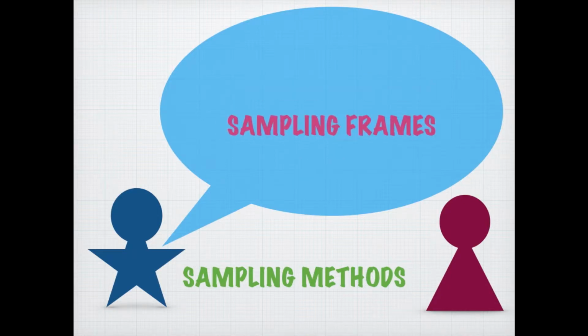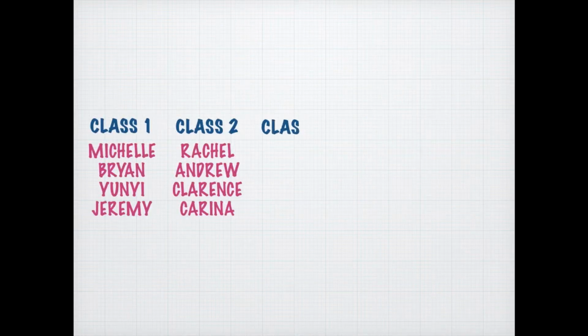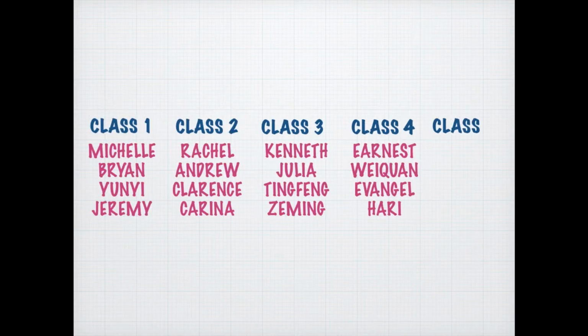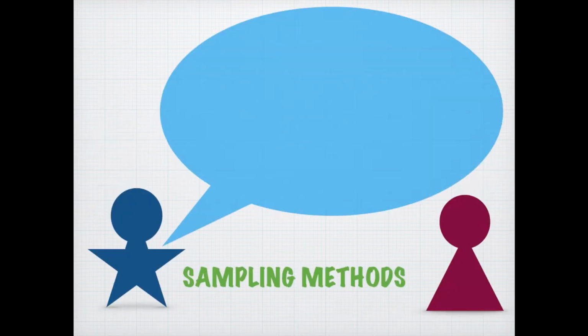Firstly, we need sampling frames. In this case, the sampling frame is the name list of the whole school. Everyone in the school is eligible for this interview about the school. Now we also need to know what a random sample is. In this case, everyone in the school has an equal chance of getting selected.